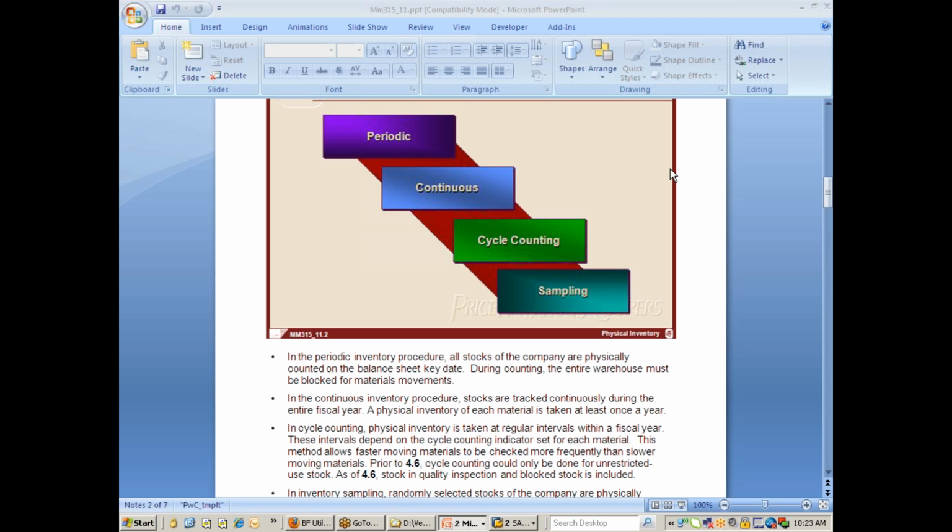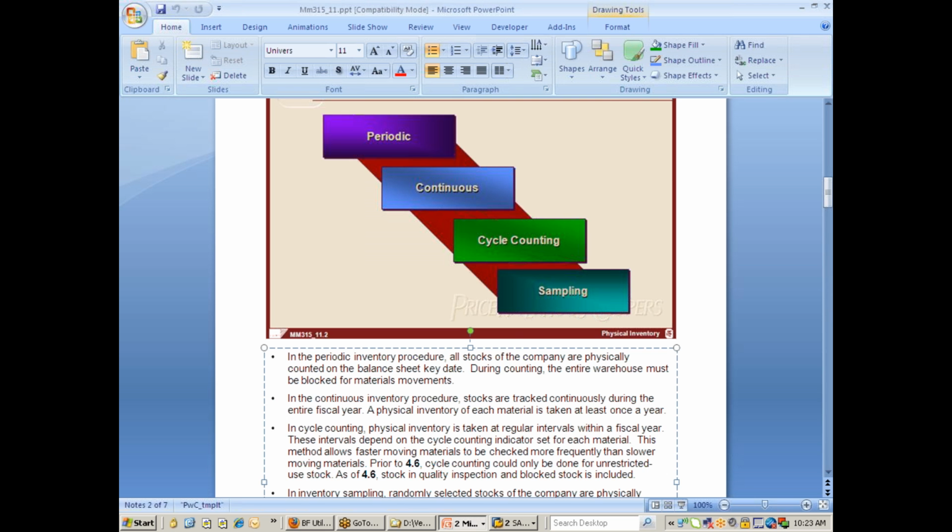Okay. Similarly, for slow moving goods, you will be assigning a different cyclic counting indicator, which will tell you that so many number of times, whether it is 1 or 2 or 5 times, that material needs to be counted, depending upon the cyclic counting indicator assigned to the material. Such a process is called the cyclic counting procedure. And then the last one is sampling.